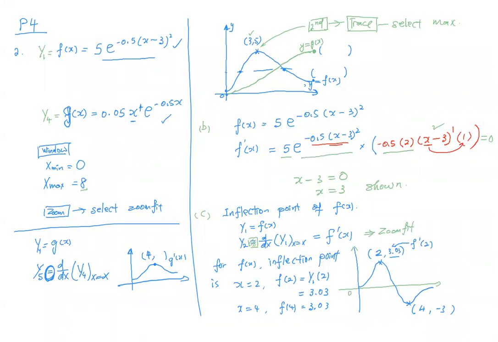Is it 4? Yep, 4. Yeah, it's 4. So after you get x equal to 4, correct? So you look for G4. You call out your Y4, then it will give you 1.73. So this is the coordinate of the inflection point.